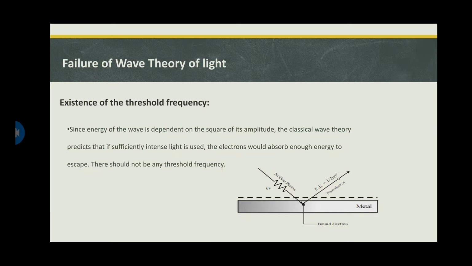Since the energy of the wave depends on the square of the amplitude, the classical wave theory predicts that if sufficient light is used, then electrons would absorb energy to escape. There should not be any threshold frequency. This is one of the major failures of the wave theory of light.